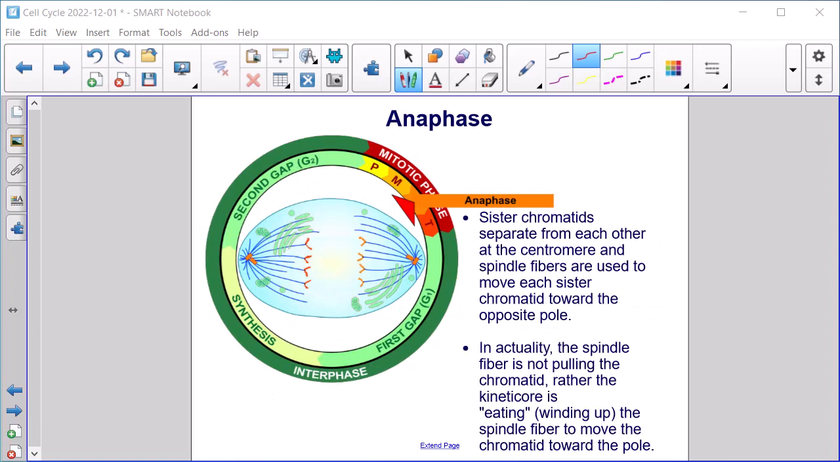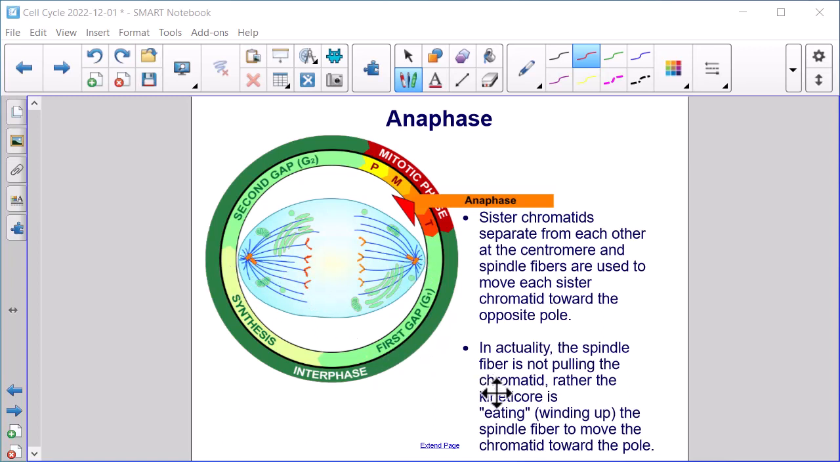Following metaphase is anaphase. During anaphase, sister chromatids separate from each other. See how they're separated here? They separate at the centromere, and spindle fibers are used to move each sister chromatid toward the opposite pole. So these spindle fibers pull them towards this pole on either side of the cell.